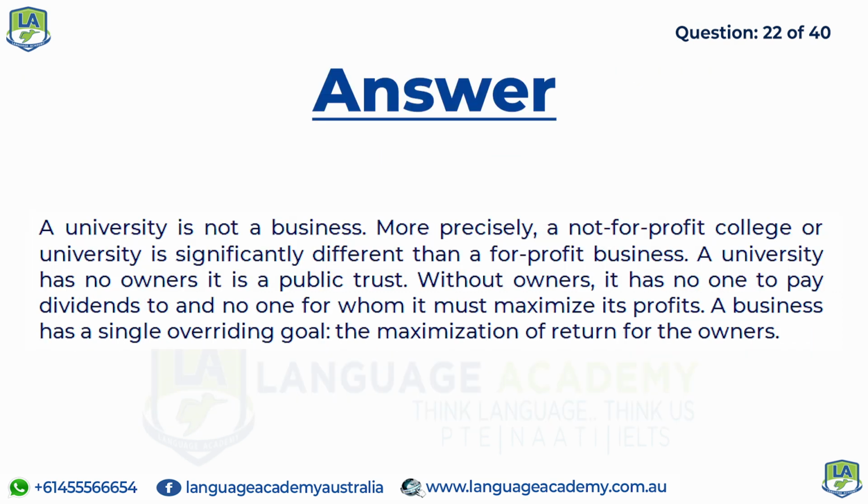A university is not a business. More precisely, a not-for-profit college or university is significantly different than a for-profit business. A university has no owners. It is a public trust. Without owners, it has no one to pay dividends to and no one for whom it must maximize its profits. A business has a single overriding goal, the maximization of return for the owners.